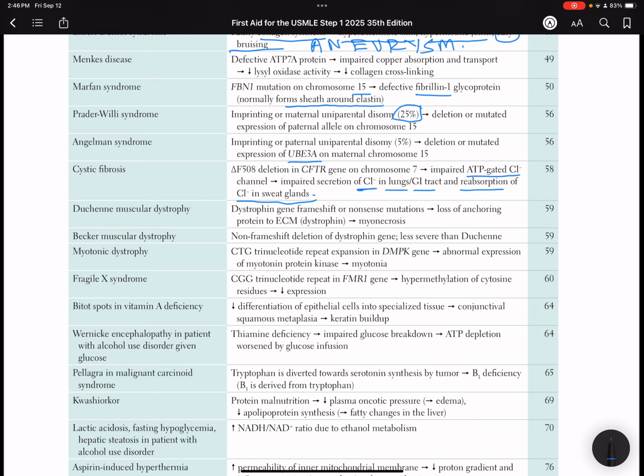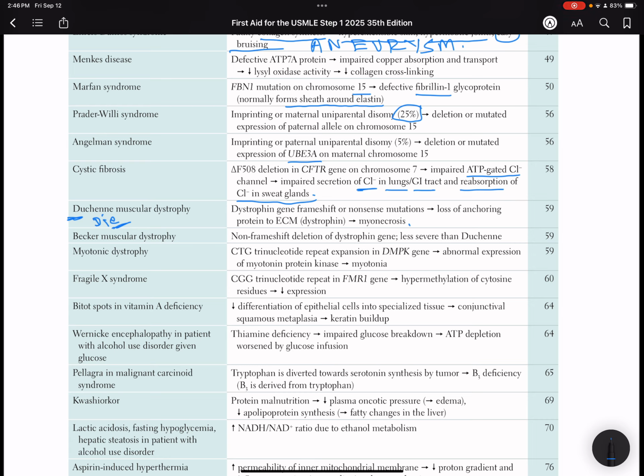Next, Duchenne muscular dystrophy: dystrophin gene frameshift or nonsense mutations, which leads to loss of anchoring protein to ECM, dystrophin, myonecrosis. What is Becker muscular dystrophy? Becker muscular dystrophy is non-frameshift deletion of dystrophin gene, and it is also less severe than Duchenne. D for Duchenne, D for die. So Duchenne is the severe form, Becker is the benign form.